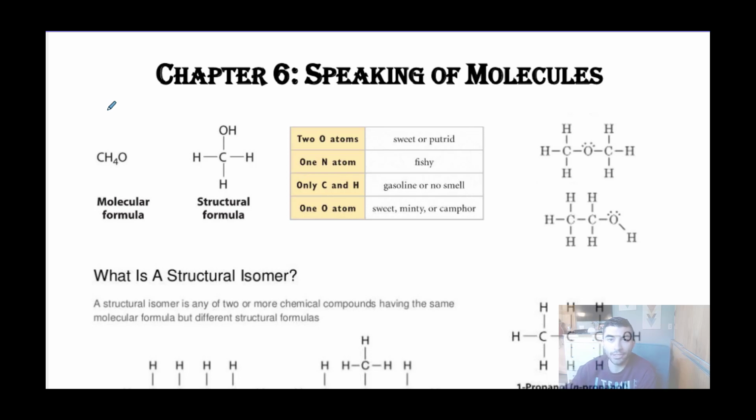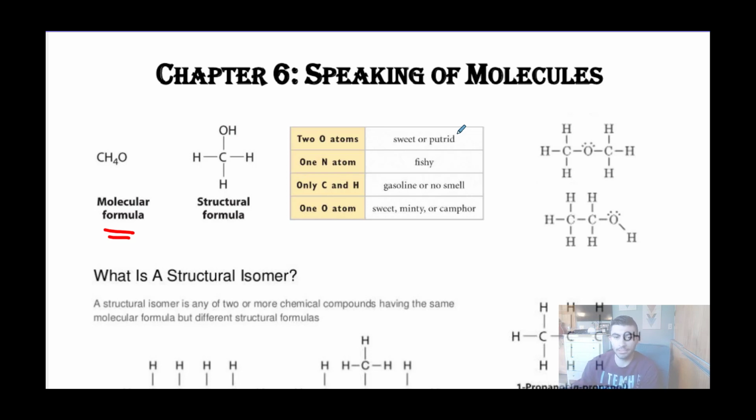And initially it looked like we could relate the smell category to the molecular formula. The molecular formula was really just a summary of how many atoms and what atoms are in the molecule, right? So what type of atom and how many. So in CH4O, that molecule has 1 carbon, 4 hydrogens, 1 oxygen. It tells me nothing about how they're bonded, nothing about how they're arranged, just a summary of what atoms are there. And it looked like initially we could say that if something had 1 oxygen in the molecular formula, it was going to be minty, and 2 oxygens was, and 1 nitrogen was going to be fishy.